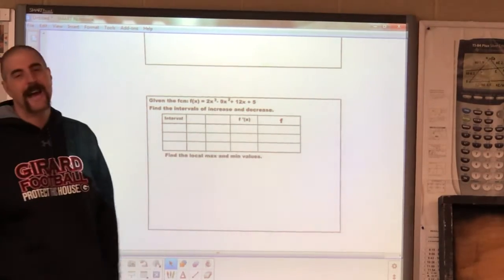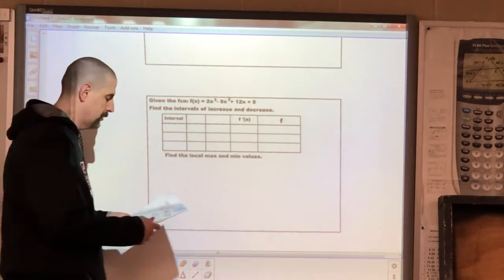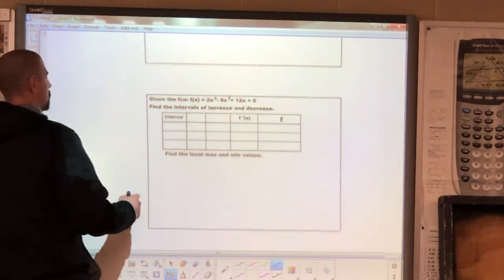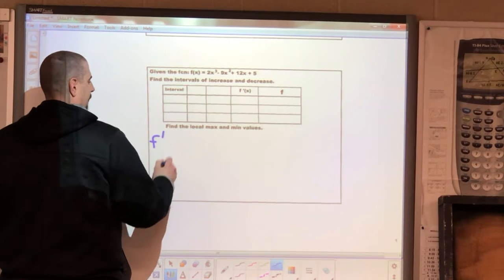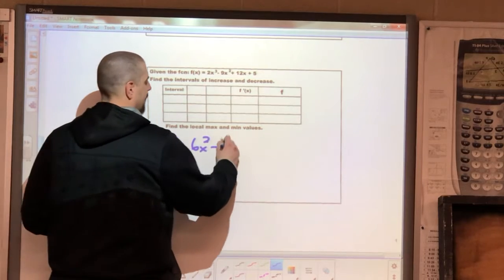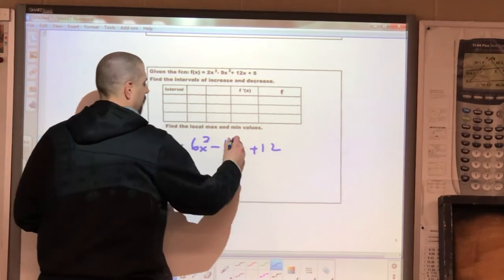Now, these notes have you do an interval chart. I don't typically do that. It's just too much work. What I like to do is do a sign analysis chart. So what I'm going to do is take the derivative to find the local min and max. So you're going to take f prime. You're going to get 6x squared minus 18x plus 12.